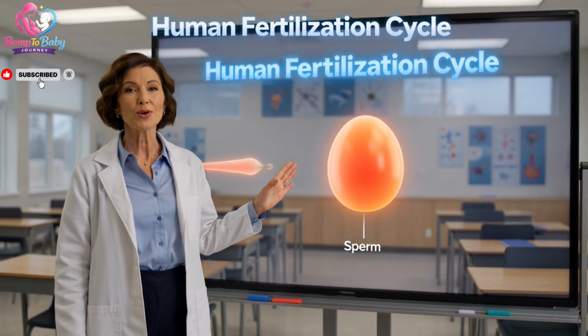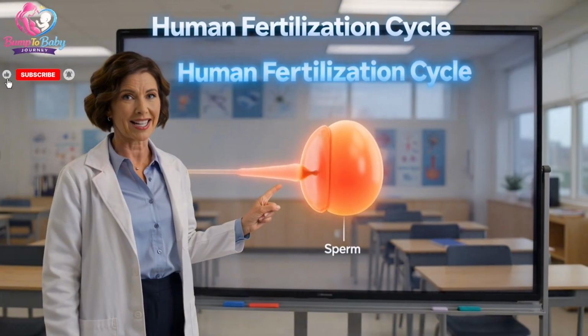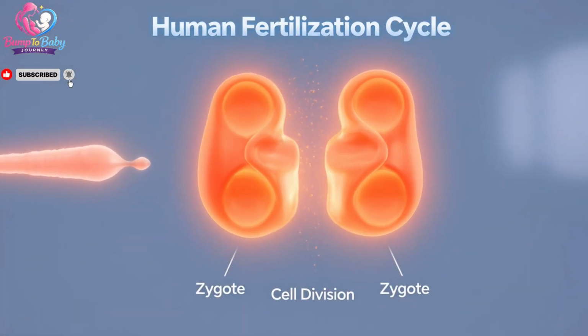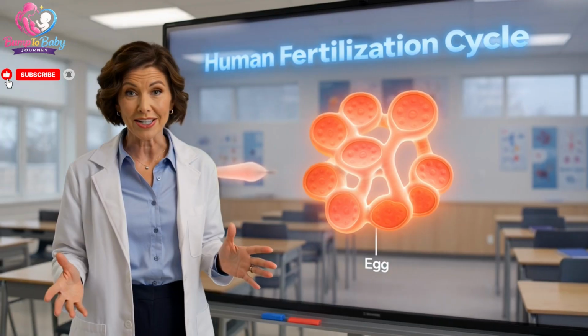Here we see the sperm approaching the egg. They fuse, forming a zygote. The zygote then divides into multiple cells. This cycle is the foundation of life.